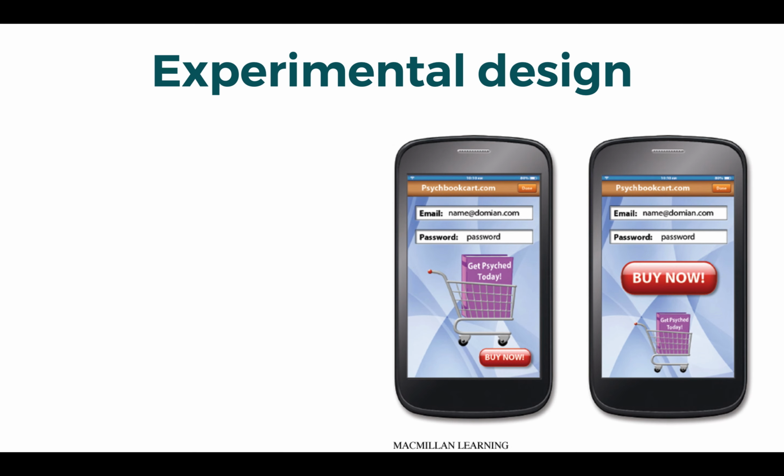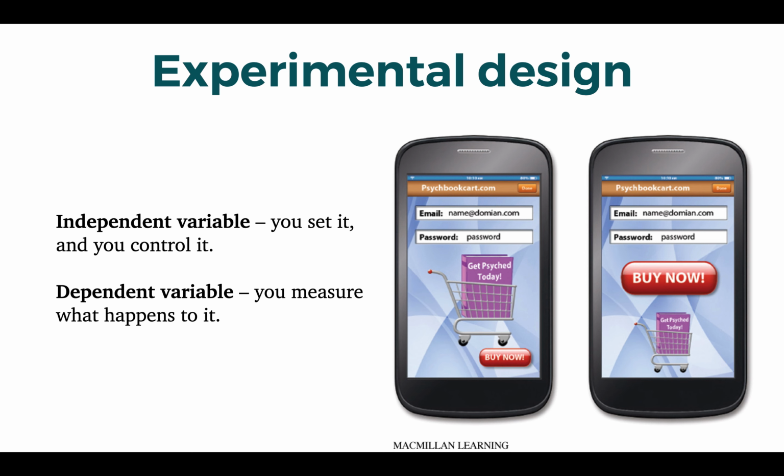So, some of the most important things in experimental design are variables, right? There's an independent variable, you set it, you control it. You're also going to have a dependent variable. Dependent variable, you measure what happens to it.